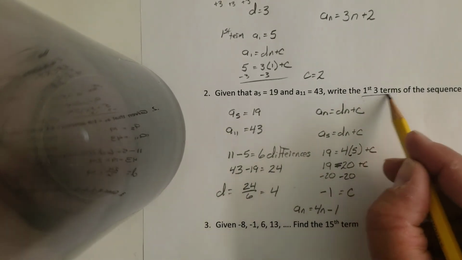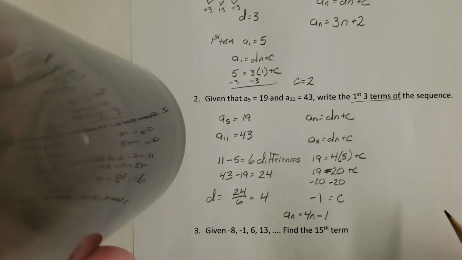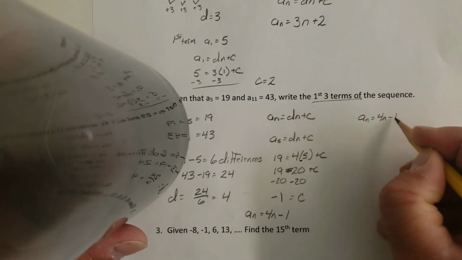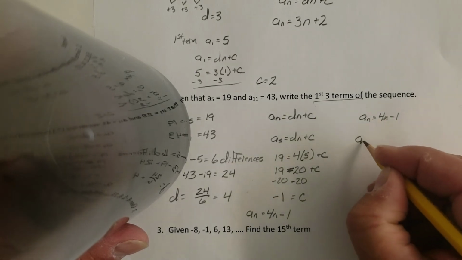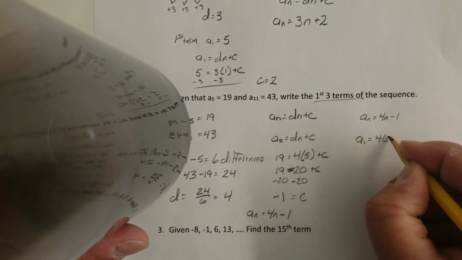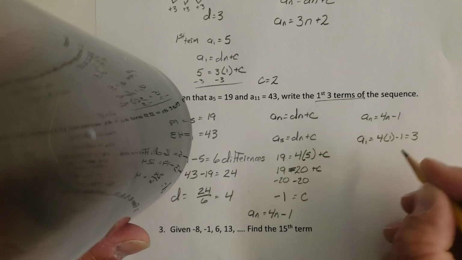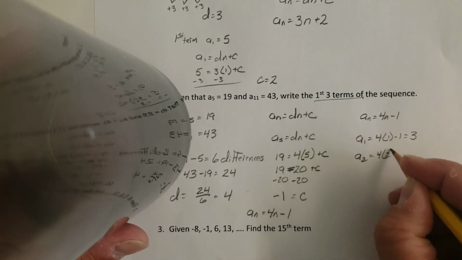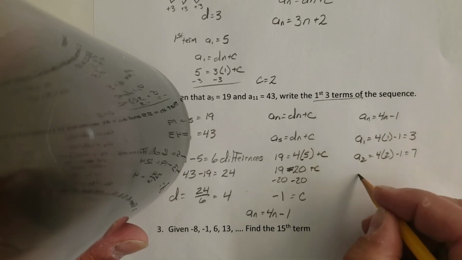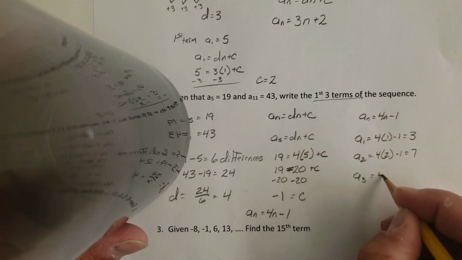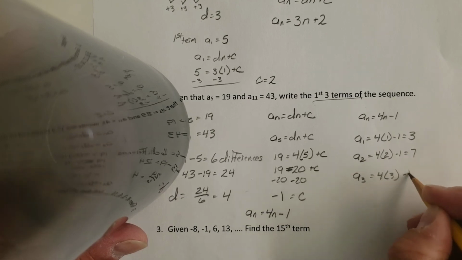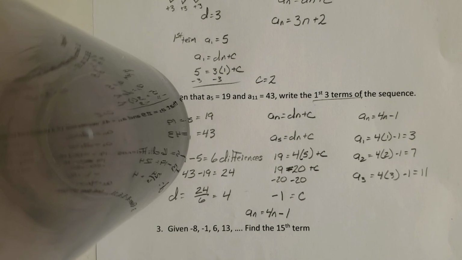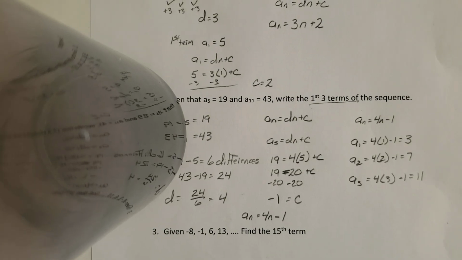No. It says write the first three terms of the sequence. So, a sub n equals 4n minus 1. A sub 1, 4 times 1 minus 1, which is 3. A sub 2, 4 times 2 minus 1, which is 7. A sub 3, 4 times 3 minus 1, which is 11. And those are the first three terms, so that's the answer to your question.